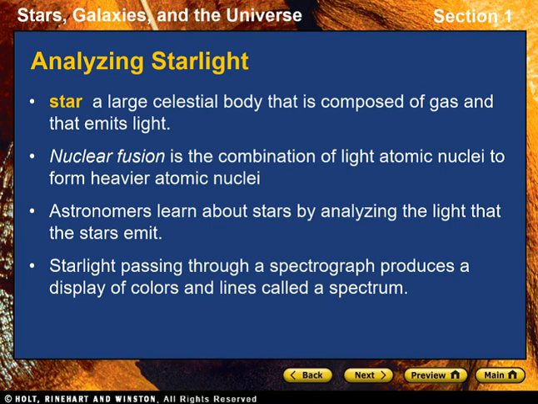Analyzing starlight. Astronomers learn about stars primarily by analyzing the light that the stars emit. Astronomers direct starlight through spectrographs, which are devices that separate light into different colors or wavelengths. Starlight passing through a spectrograph produces a display of colors and lines called a spectrum. There are three types of spectra: emission, or bright line, absorption, or dark line, and continuous.